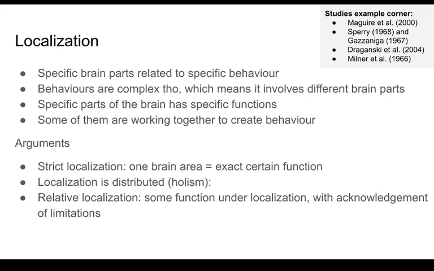However, there are also several different arguments, because that argument is too stiff and basically assumes all kinds of functions are localized to a certain part. So there was another proposed argument, which is that localization is distributed evenly. I'm sorry, I forgot adding that up. So basically, it's holism or mass equipotentiality, which was proposed by Karl Lashley.